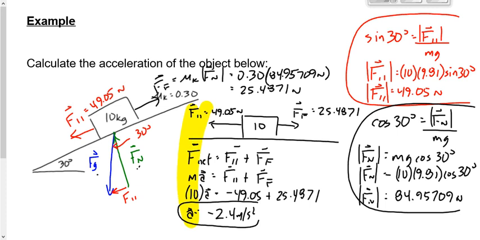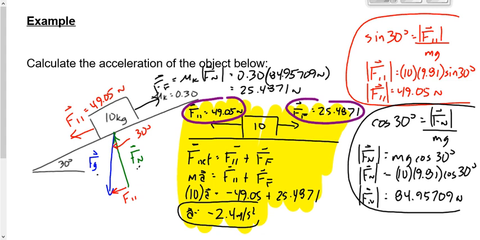This is exactly the same as we've been doing for a couple weeks now. The only problem with this is that we didn't know what F parallel was, and we didn't know what FF was, so we had to go out and find them. F parallel wasn't so bad because we've done that quite a few times as well. F parallel was just m times g times sine theta.